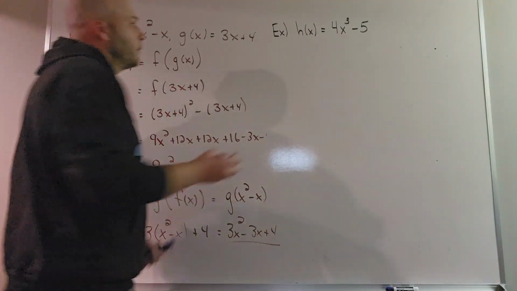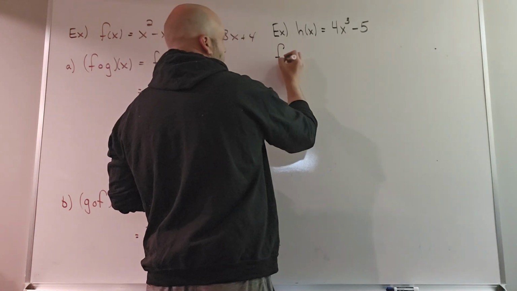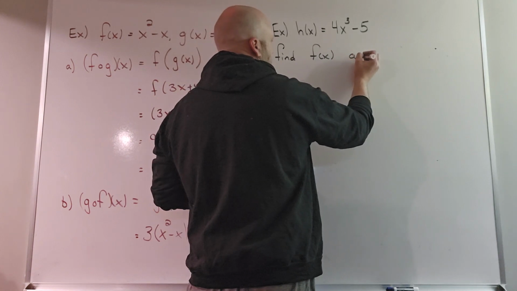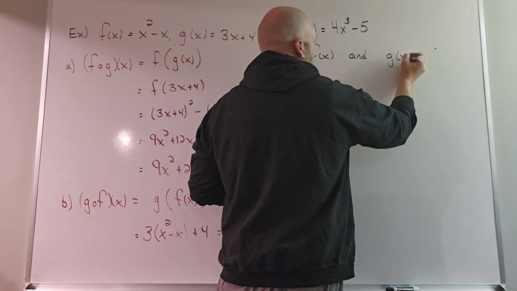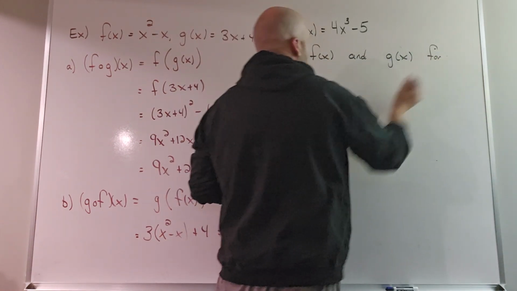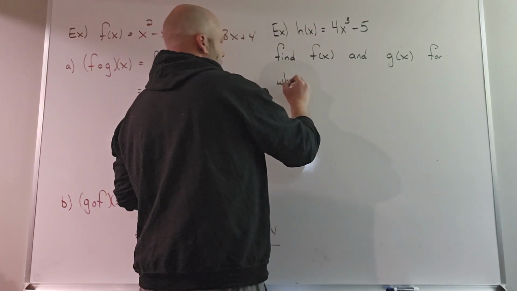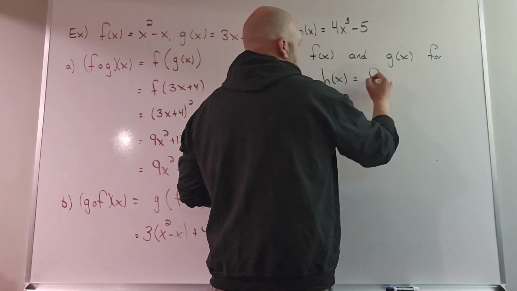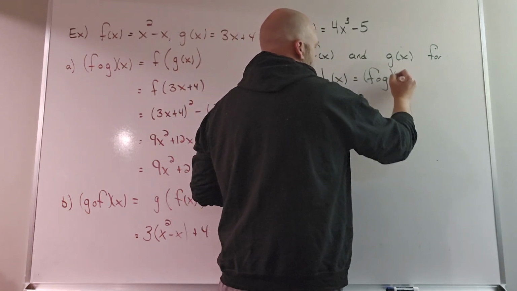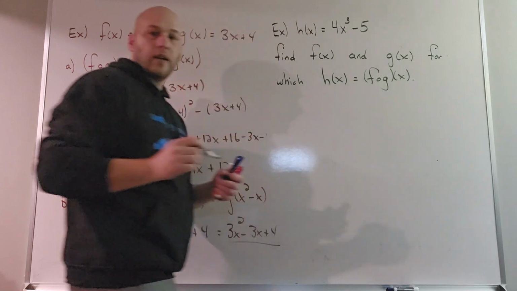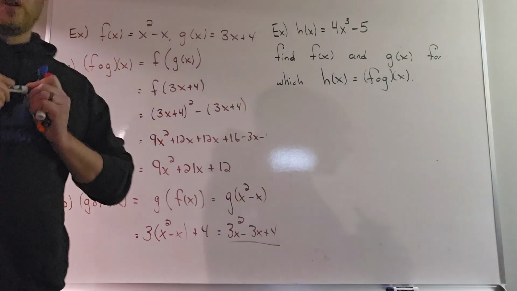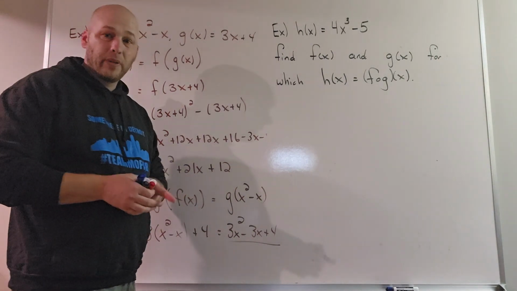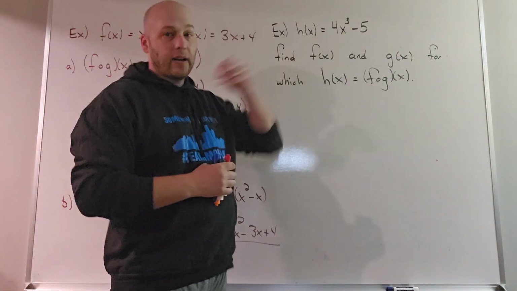And what I want to do is find f of x and g of x for which h is the composition of those two. Phrased differently, what two functions did I take the composition of to get h of x as a result?